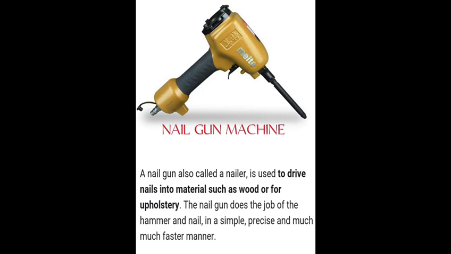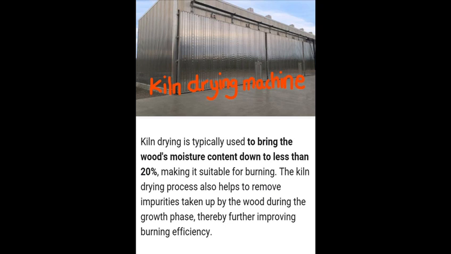Kiln drying. Kiln drying is typically used to bring the wood's moisture content down to less than 20%, making it suitable for burning. The kiln drying process also helps to remove impurities taken up by the wood during the growth phase, thereby further improving burning efficiency.